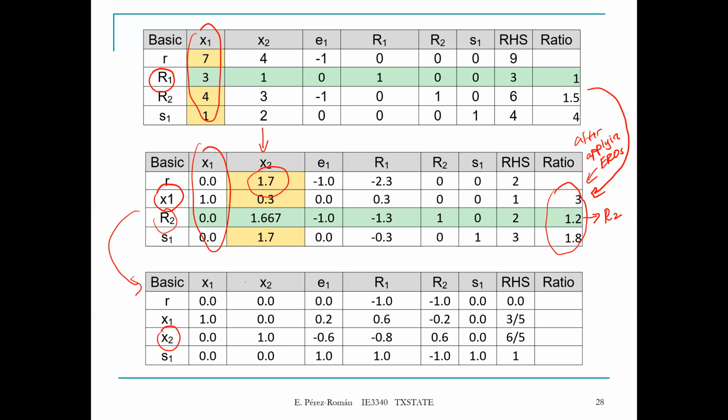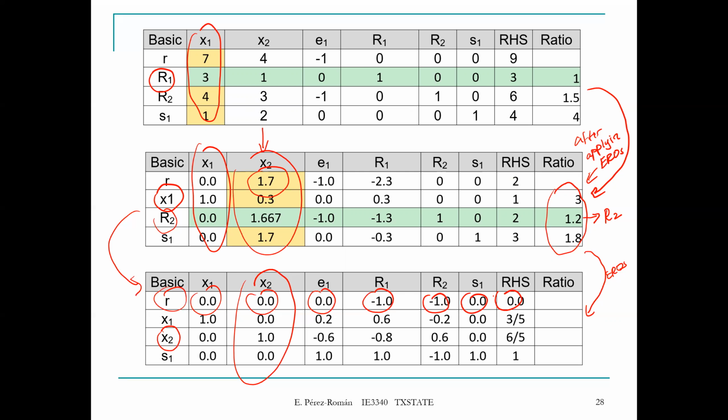And we have to transform this column. Originally this was the value, so we need to make this column now zeros and ones using the elementary row operations. So again, this is the result after applying the elementary row operations. At this point, we can see that there are no positive coefficients, other than zeros, in row 0, which means that we have an optimal solution.